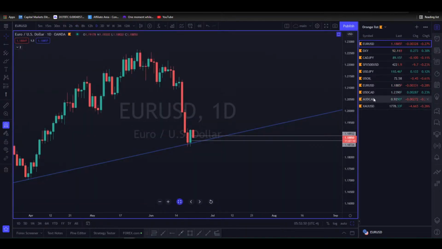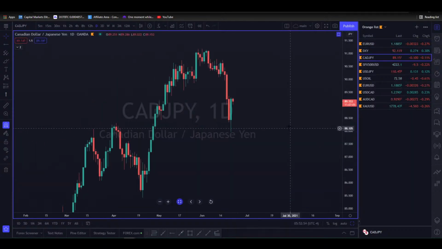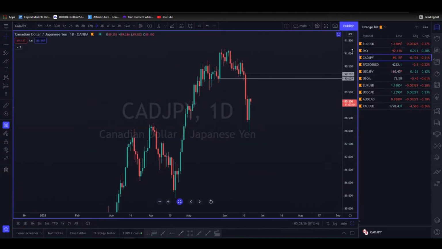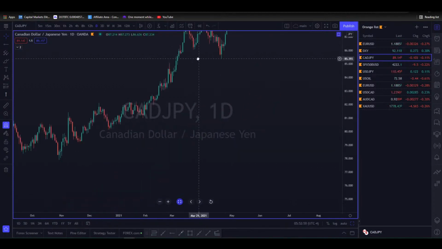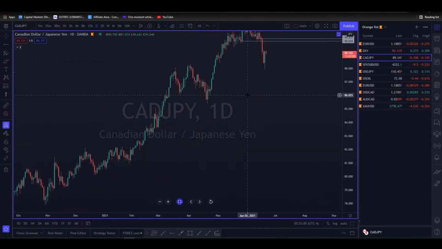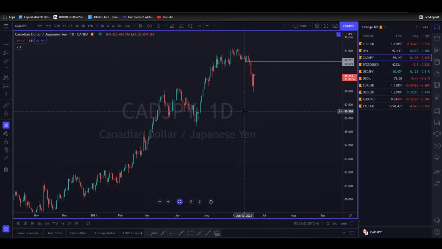Let's go look at the pound real quick. I must have moved it, so we'll look at CAD yen. CAD yen was extremely bullish. CAD was extremely bullish due to oil. Oil is absolutely just moving straight up to the mountains, going straight to the moon.